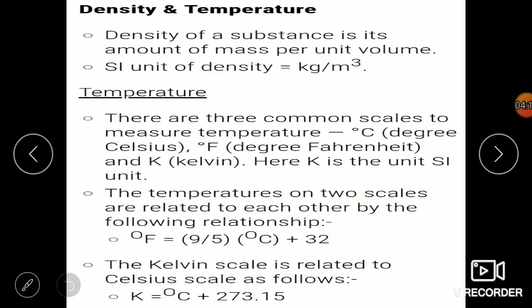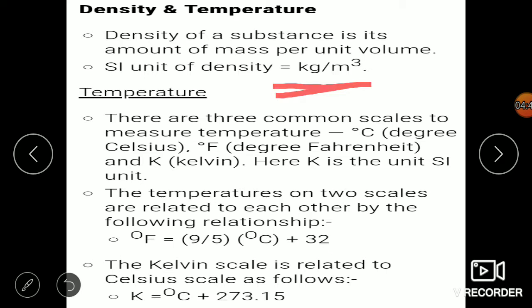Next derived unit is your density and temperature. So you know that density of a substance is the amount of mass per unit volume. Mass by volume is your density. So the standard unit or SI unit of mass is kg, and that of volume is m cube. So density is equal to kg per meter cube.